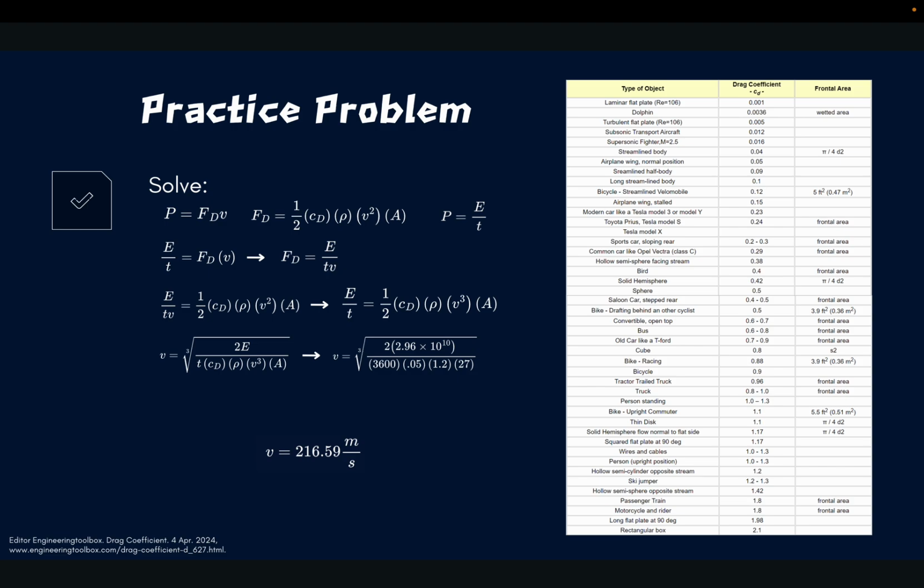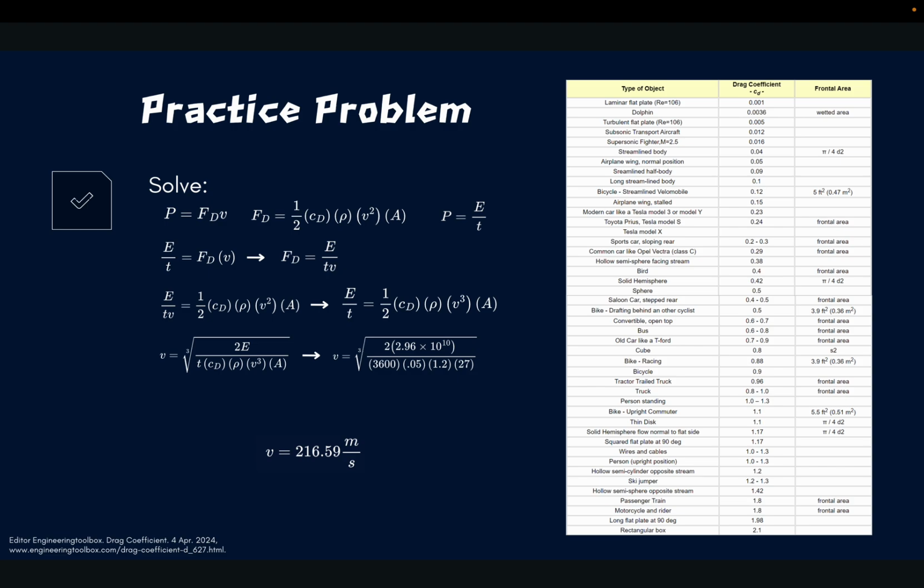With that, we set the drag force equal to its full equation, and through some more algebra, we derived that energy over time is equal to 1/2 the drag coefficient times the air density times the flow velocity cubed times the area. And through that, we derived the velocity function, and then we plugged in and got a final answer of 216.59 meters per second.